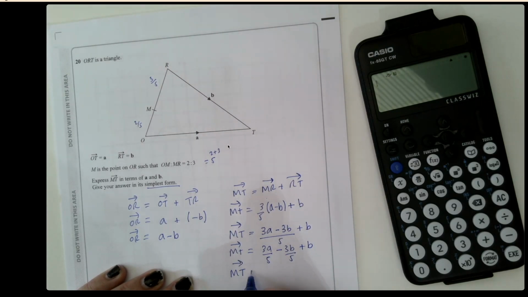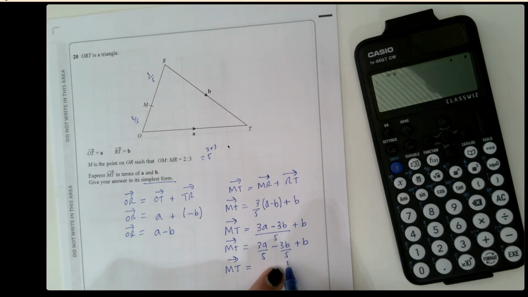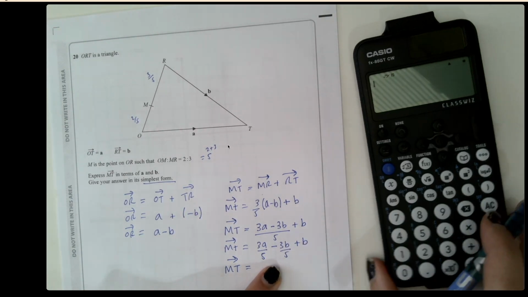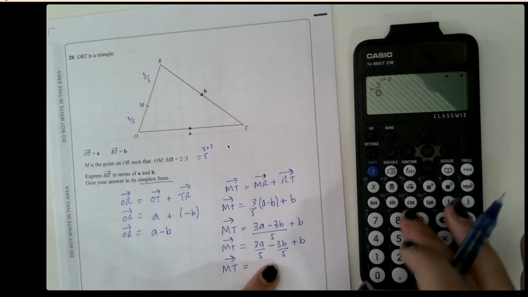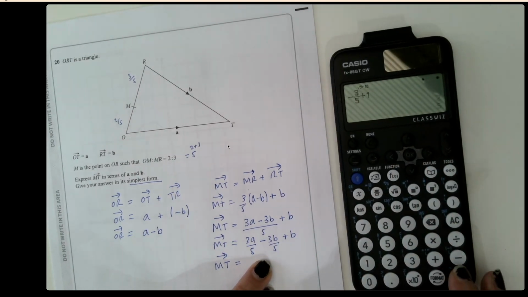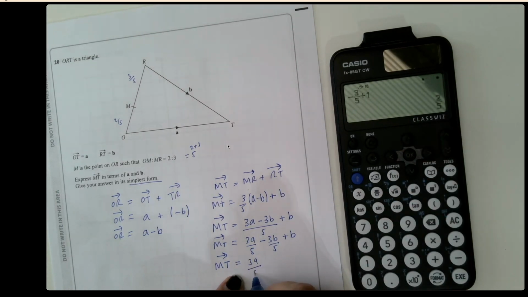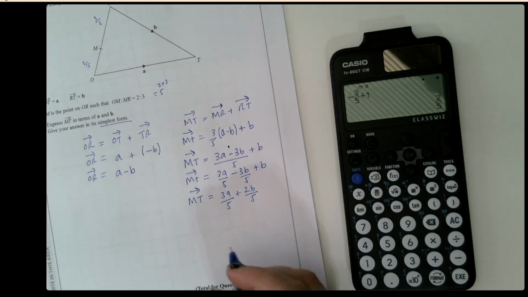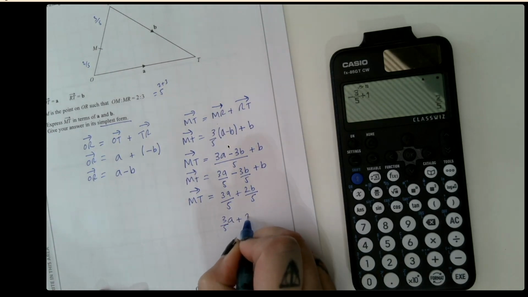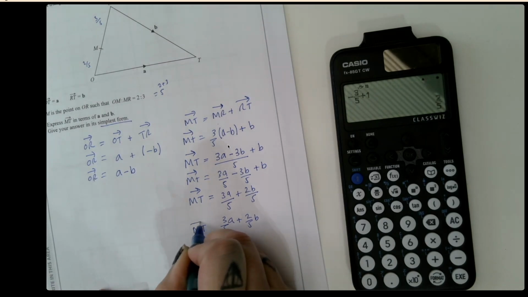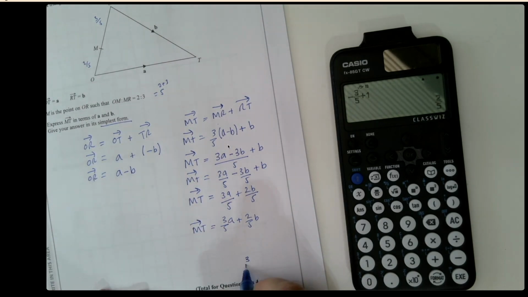So now I can collect like terms. So I can collect my B terms together. So I've got minus 3/5 B plus a whole B. So if I've got minus 3/5 and then I'm adding a whole one, that leaves me with positive 2/5. So I have 3A over 5 plus 2B over 5. And that's my MT. You could also write it as 3/5 A plus 2/5 B. It's the same thing. And that's what I'm going to write nice and clearly on my answer line.